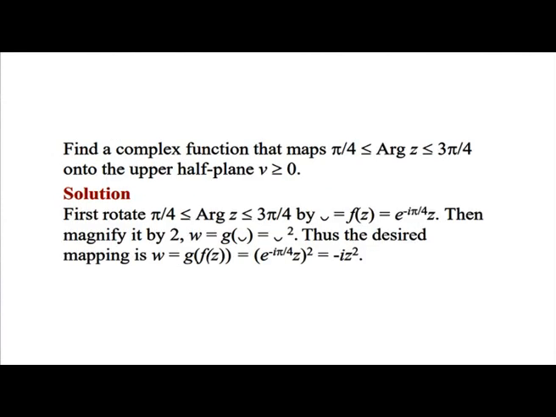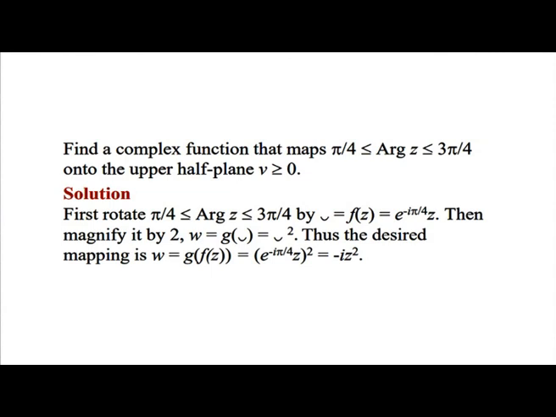Suppose we have to find a complex function that maps argument of z between pi by 4 and 3 pi by 4 onto the upper half plane v greater than or equal to 0. So, again the mapping is from z to w plane. If we consider it as a function of a function, first we rotate pi by 4 less than or equal to argument of z less than or equal to 3 pi by 4 by zeta is equal to f of z, which is e raised to i pi by 4 into z.